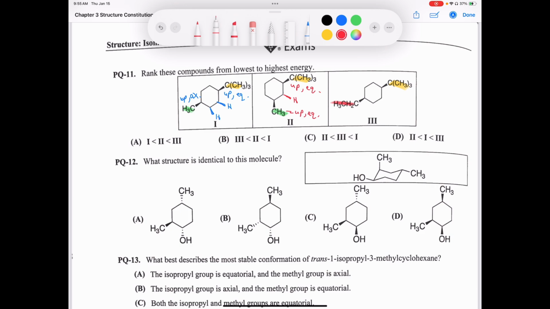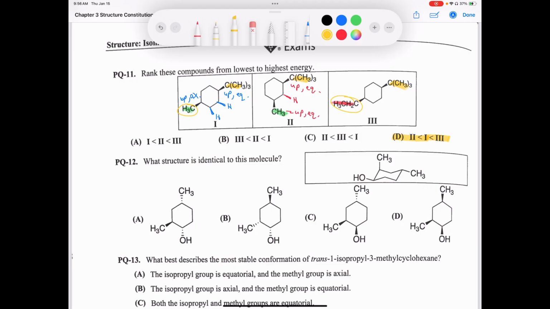So which one is going to be higher energy than the other? Well, either way, you have to have one of the groups being axial. And in that way, we'd be comparing the ethyl group to the methyl group. Well, an ethyl group is higher energy than a methyl group because of 1,3 diaxial interactions. And so that means that compound 3 is going to be the highest energy of all the compounds. And so the order is going to be 2 would be the most stable, 1 would be the second most stable because of the methyl group, and then 3 would be the least stable of these 3.